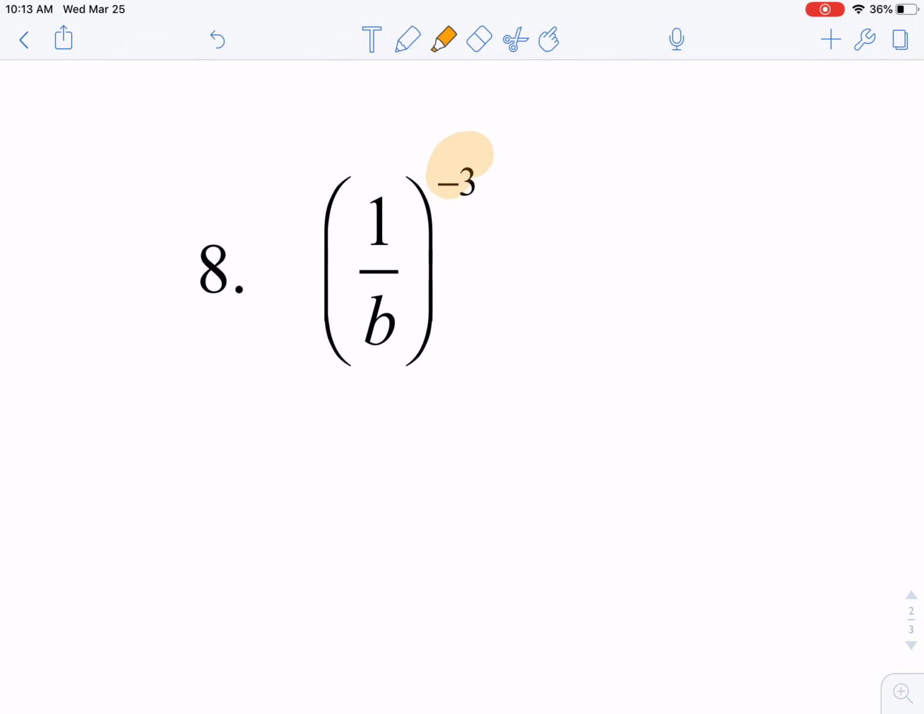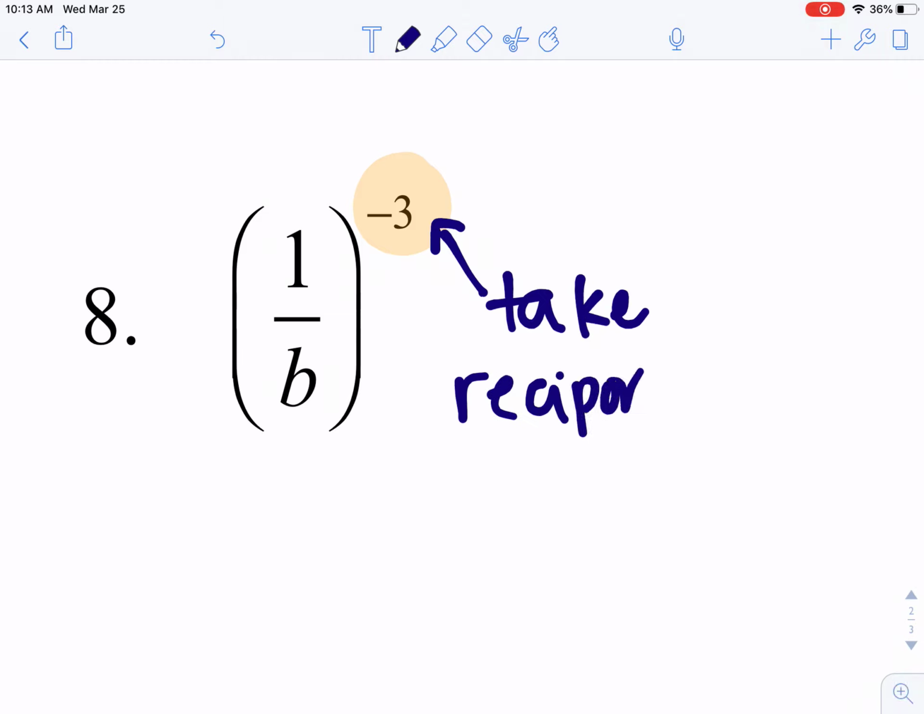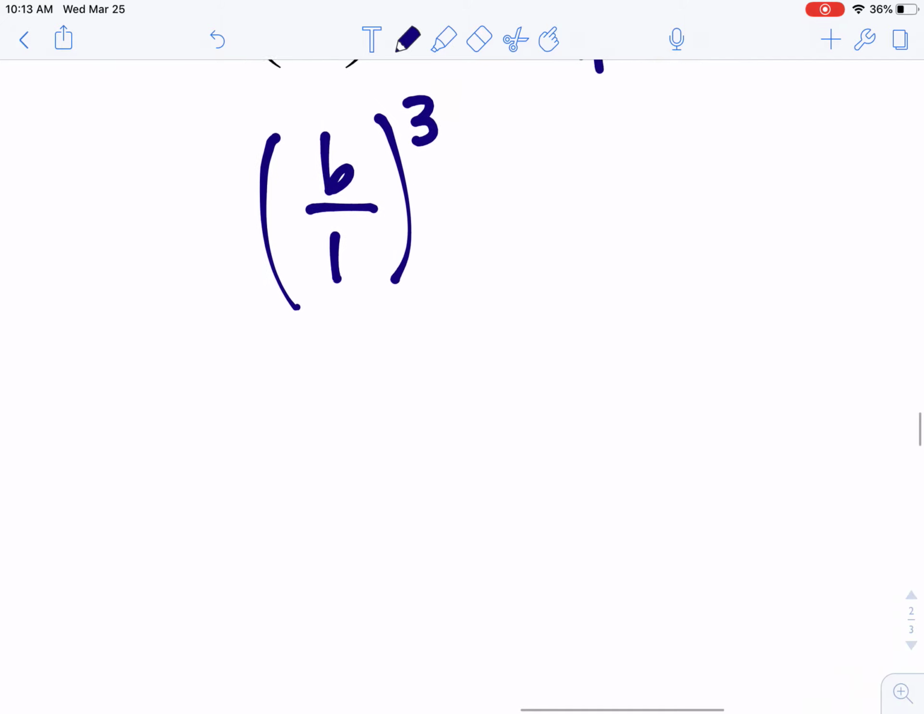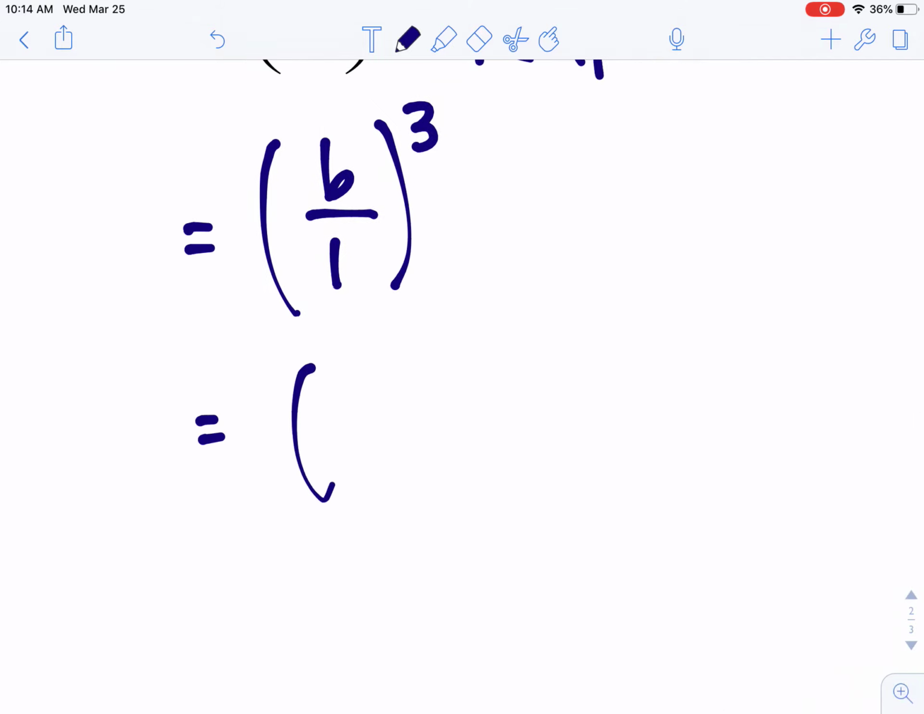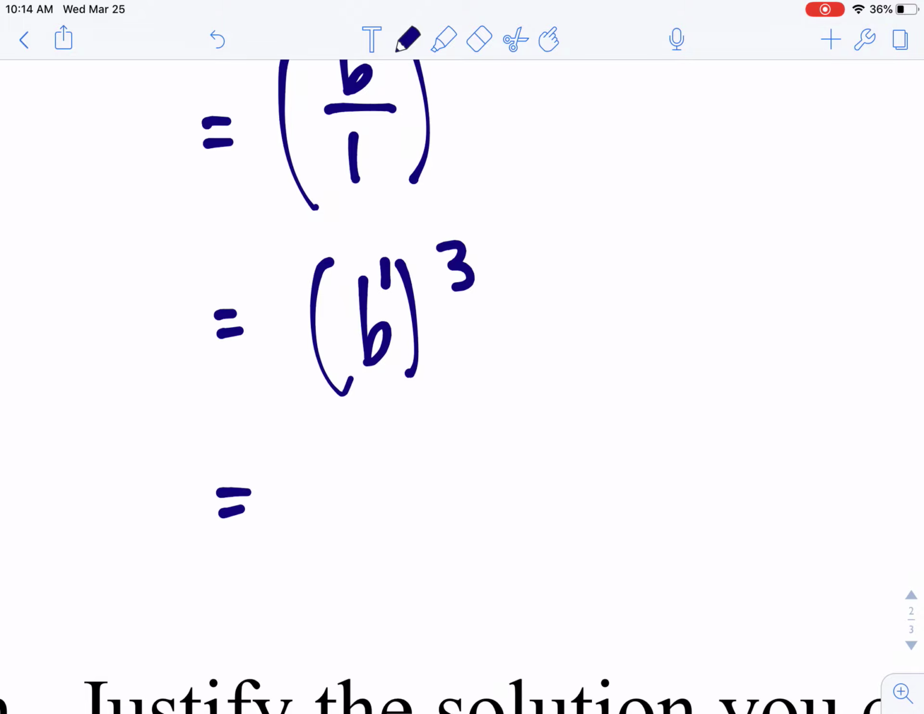Alright, so here we see negative exponent. So we're going to take the reciprocal. And so we have b over 1 to the 3rd power. B over 1 is the same thing as just b, so I'm going to rewrite it. And then we want to make sure we multiply our exponents, so it's b to the 3rd.